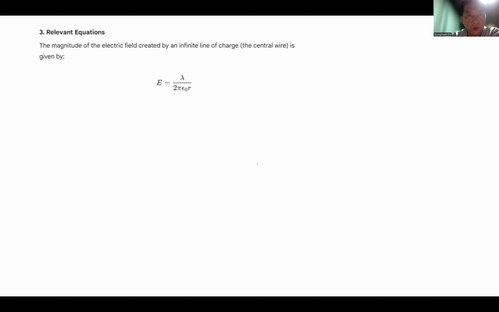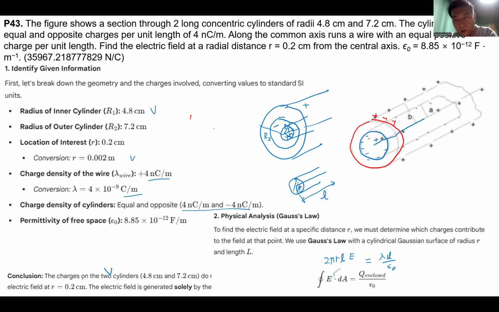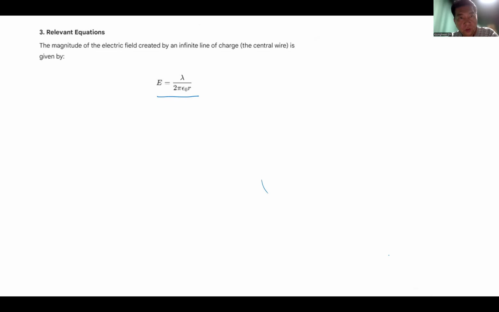So in this case, you get this relationship. R goes to the denominator, like this. And if you just calculate this one, note that this lambda is the center wire. That's the only charge that is enclosed by this Gaussian surface.